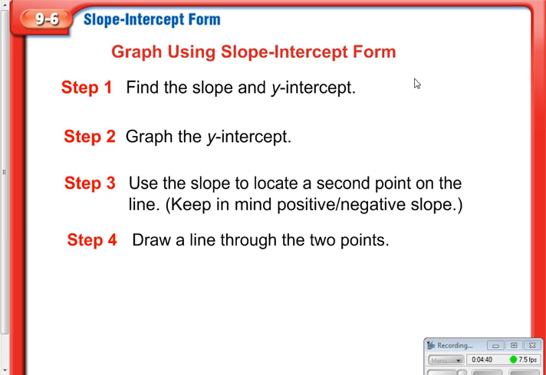Here are your steps. Step 1, find the slope and the y-intercept. We've done that in the previous problems. Next, graph the y-intercept. Third step, use the slope to locate a second point on the line. Keep in mind if the slope is positive or negative. Lines that are positive increase. Lines that are negative decrease. And then step 4 is to draw a line through the points that you have.